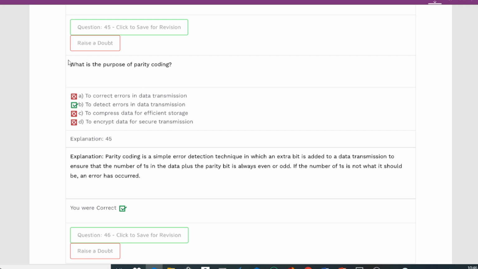Now what is the purpose of parity coding? So here, to detect errors in a data transmission. This question was also asked in the exams. So the purpose of parity coding is to detect errors in a data transmission.